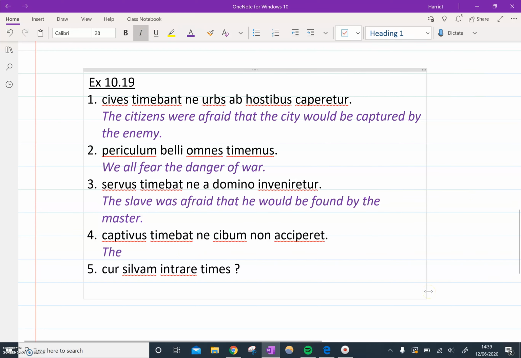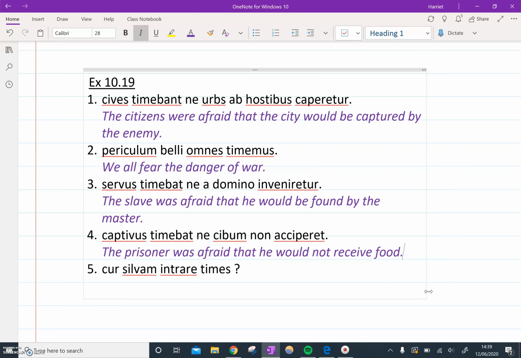Okay, so number 4, the prisoner was afraid that, and then we've got a non, so this one has become negative. The accipiet, the T on the end, isn't passive, it's just active. So the prisoner was afraid that he would not receive food. Number 5, you know the drill. Press play when you're ready.